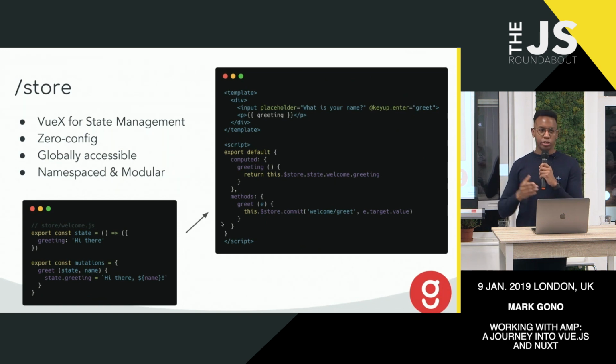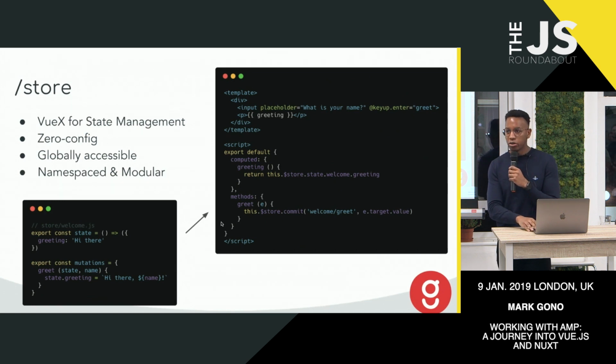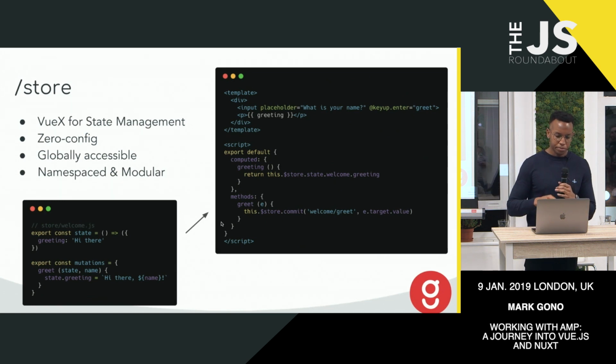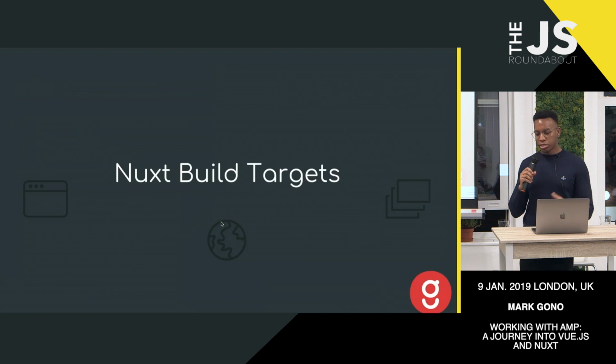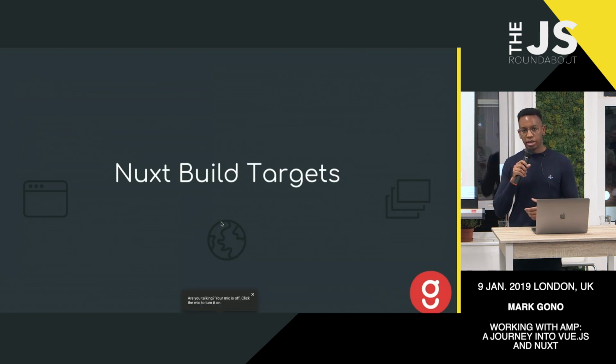And if you wanted just one single file for your state, you can do that as well. Nuxt gives you that option, but this is kind of the way that they're trying to push it, keeping all your pieces of state modular to the function that you're actually trying to do within your application. So those are some of the decisions that Nuxt made about architecture.